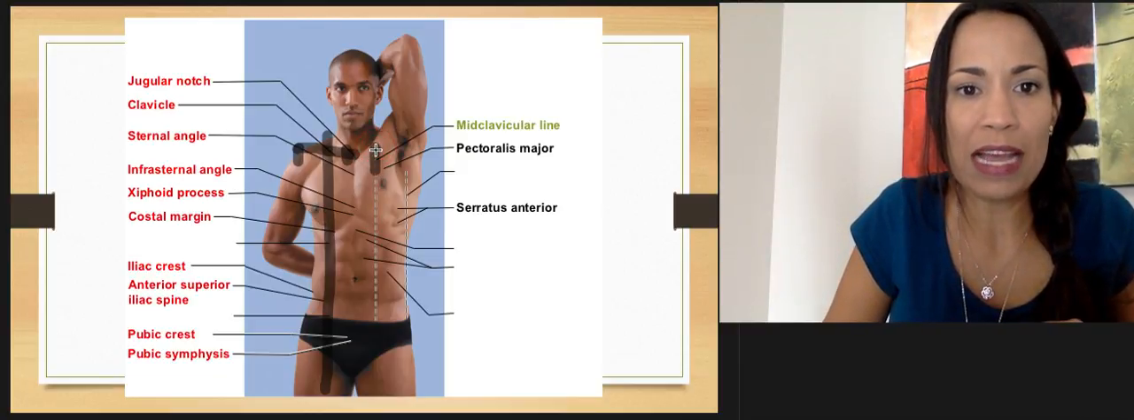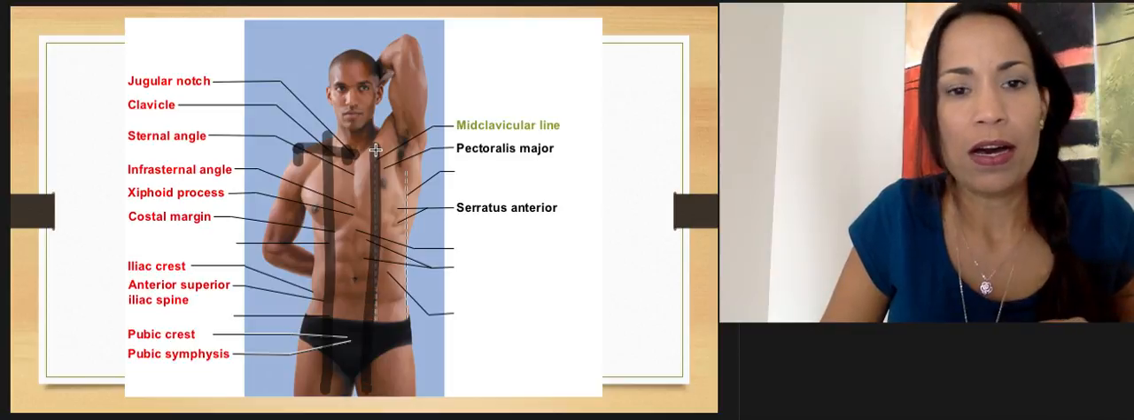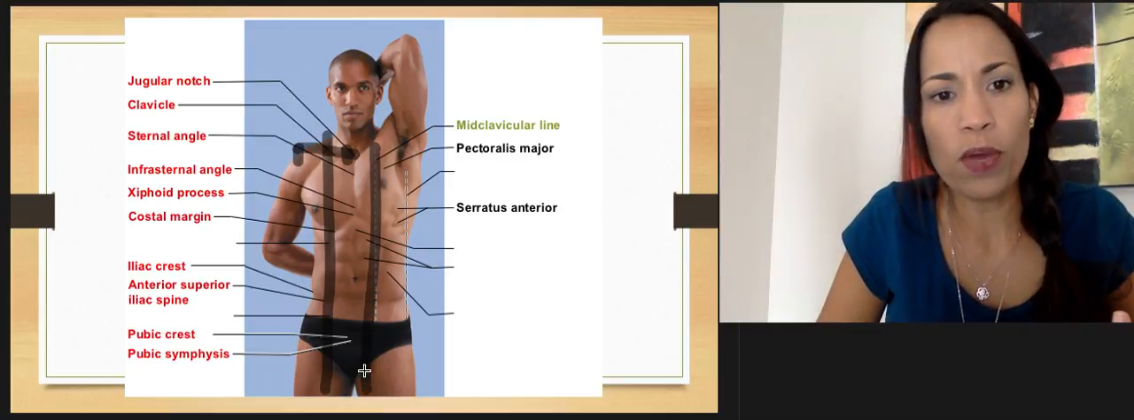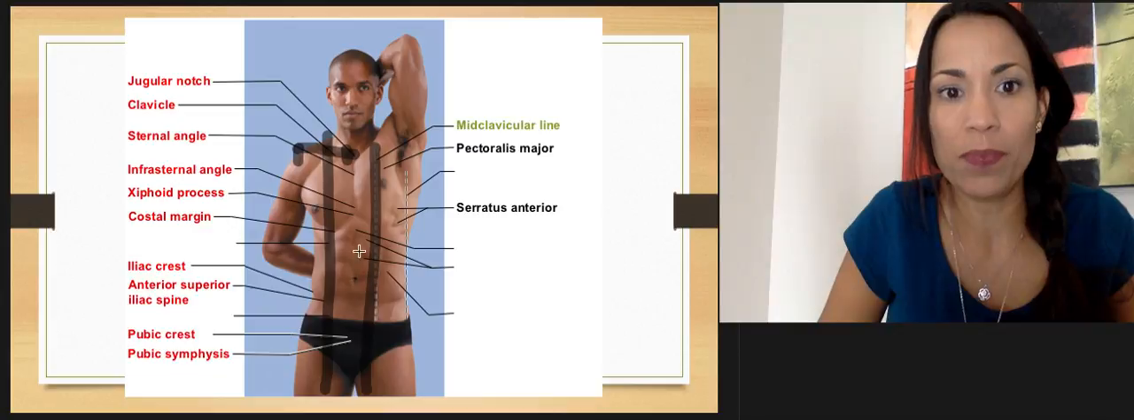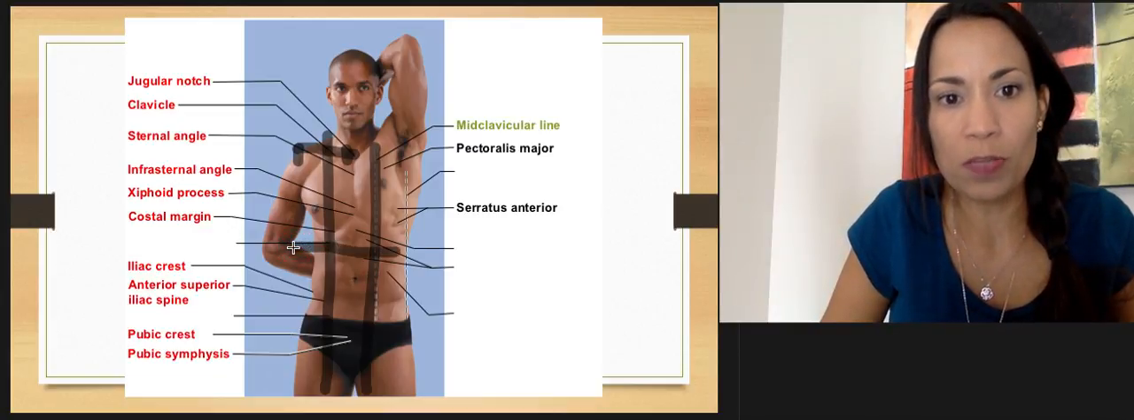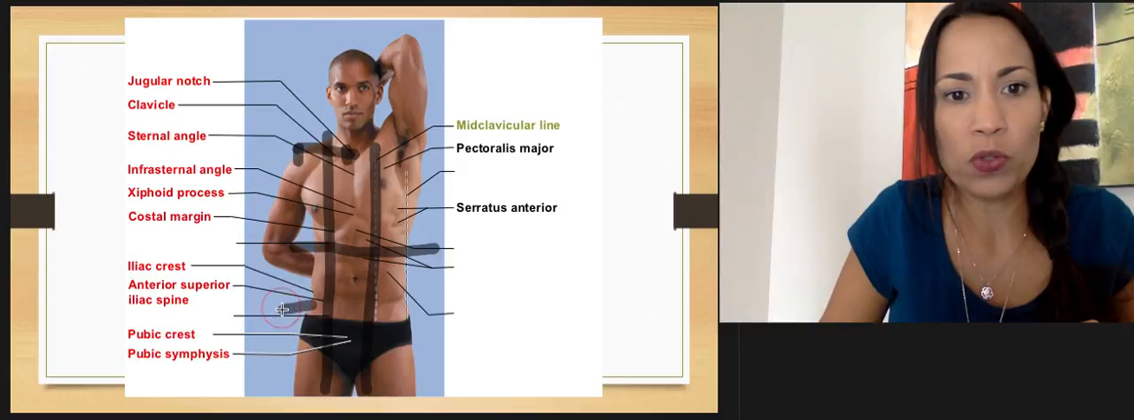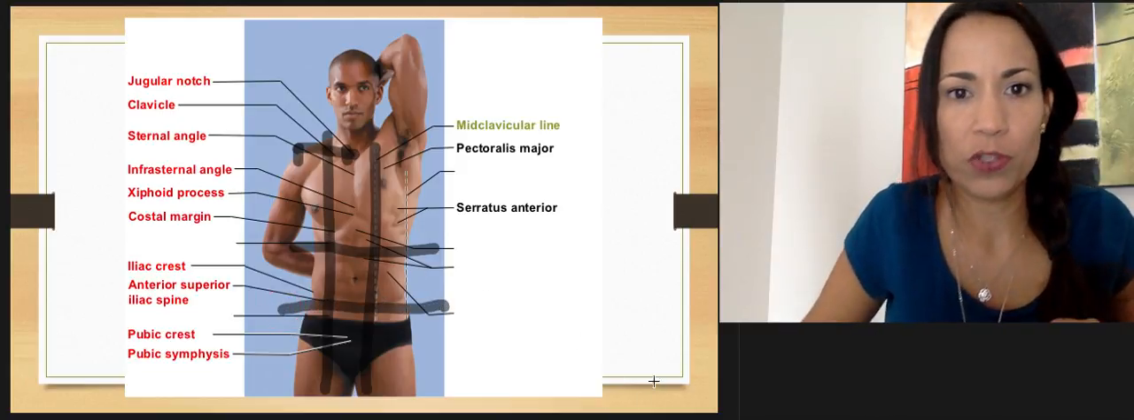Remember, these are the lines that we use, well, as a general reference point, but also to divide the abdomen. These two lines, and the other one goes through the costal margin, and the other one goes through the iliac crest. And in there you have your tic-tac-toe.